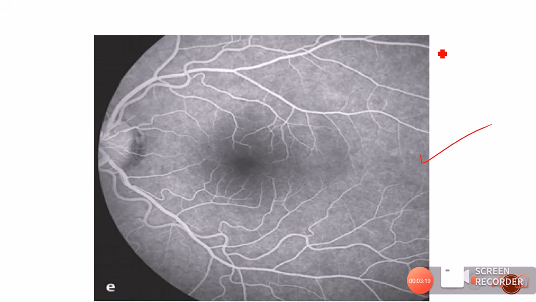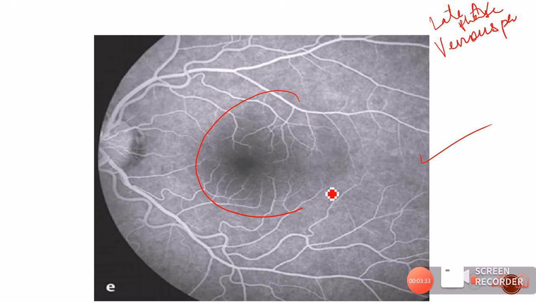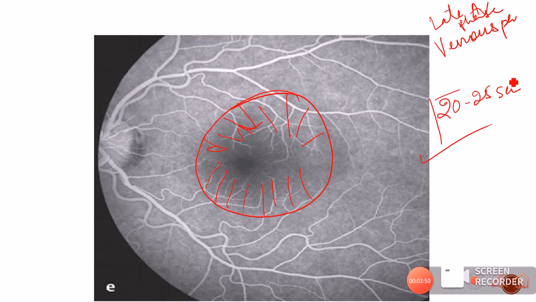That means this is a venous phase, or we can say this is a late AV phase in which the entire vessels are actually filled up. And this is the best phase in which you can actually study the perifoveal capillary network. So just look at these veins over here, all of these are filled. So if you want to study the fovea and the perifoveal capillary network, it is advised that you do so at a time frame of about 20 to 25 seconds.